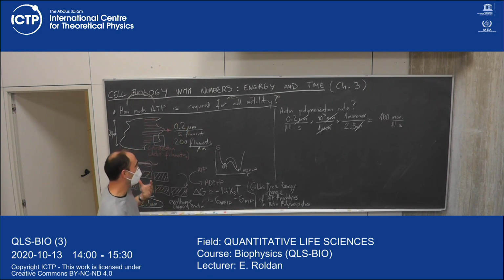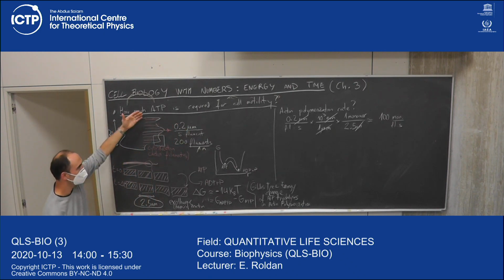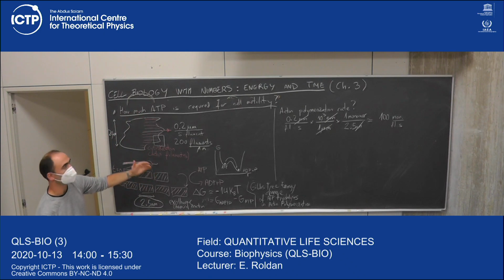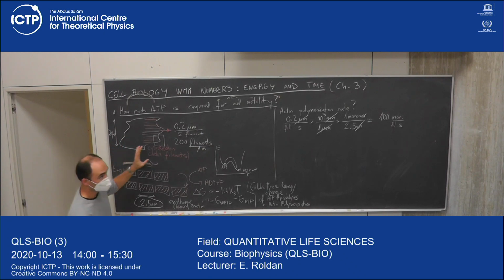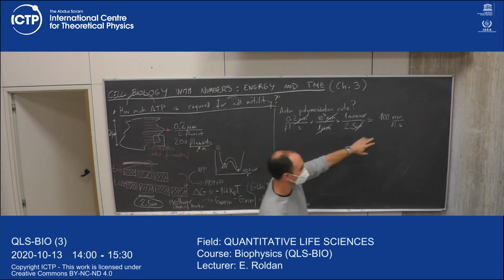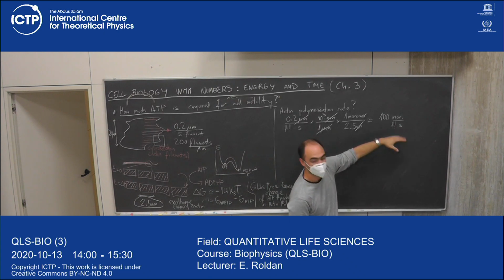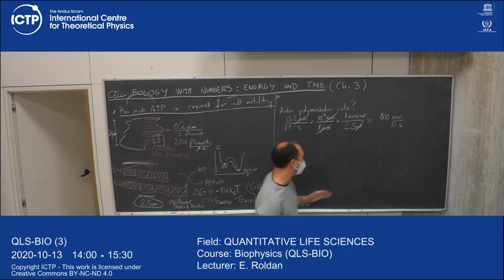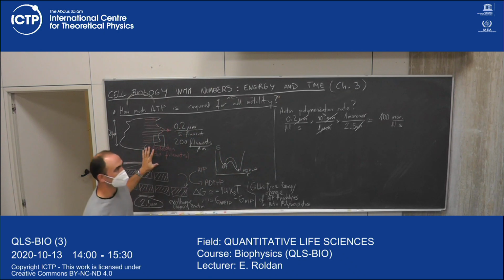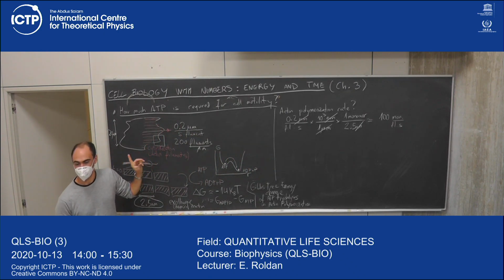But now I'm asking about the ATP in the entire cell. So we will multiply by the number of filaments in the cell, and then we will know how many monomers per second in the entire cell. And then what else do we need? I'm asking about the energy.